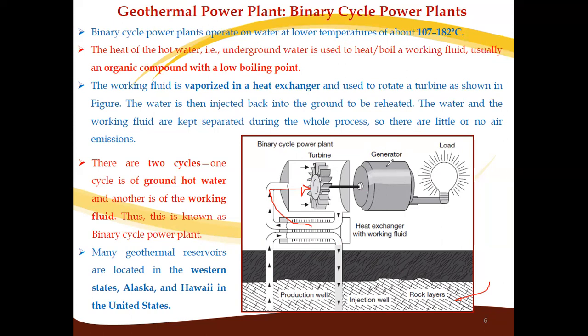So this is about geothermal energy, and there are three types of power plant based on geothermal energy. One is the dry steam power plant, where dry steam passes directly to the turbine. Second, in the case of flash steam, we have a flash tank where steam gets separated from water, the water passes again to the injection well, and the remaining steam passes to the turbine. And in the case of the binary cycle power plant, there is a heat exchanger device which exchanges heat between ground hot water and working fluid. So this is the binary type of geothermal power plant.